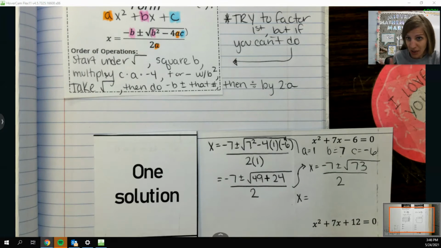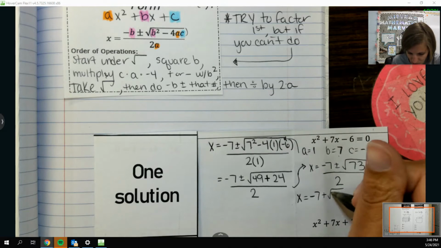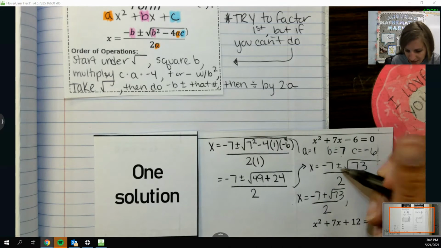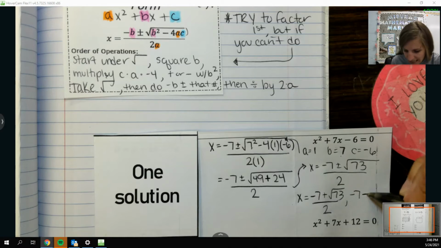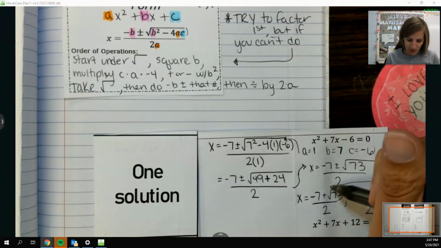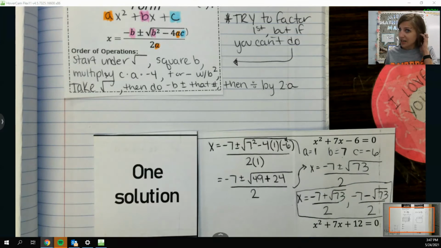And there are two of them because one of them is negative 7 plus the square root of 73 all over 2. And the other one is the negative 7 minus the square root of 73 all over 2. So I do have two answers. They're just really scary looking ones. Yuck.